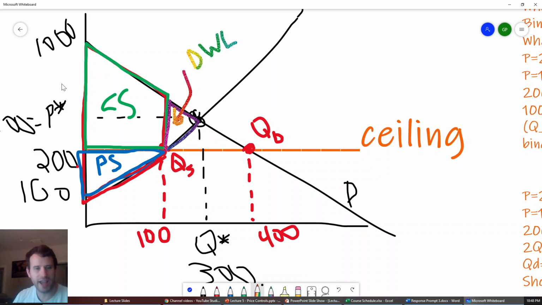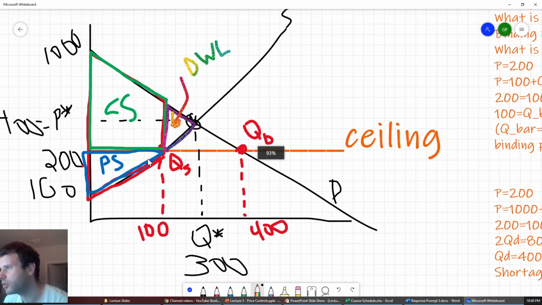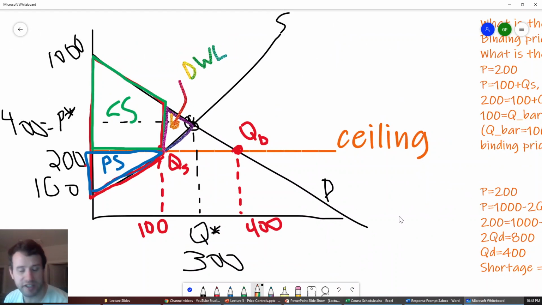Okay, so we have the shapes now of the consumer surplus, the producer surplus, and the deadweight loss. And if you wanted the total surplus, you're just going to add consumer and producer surplus as well. So we have all these shapes. But now we need to calculate the harder step, which is actually figuring out what the values are.